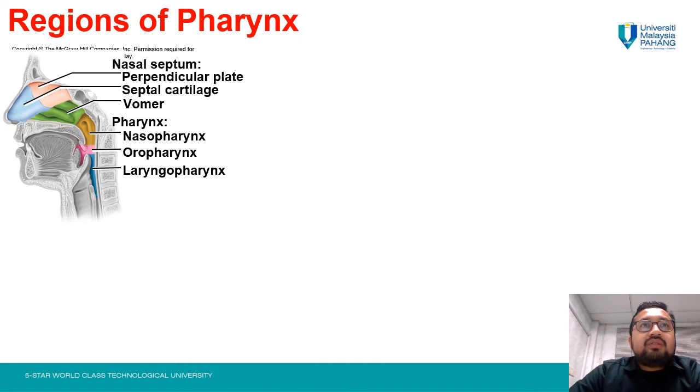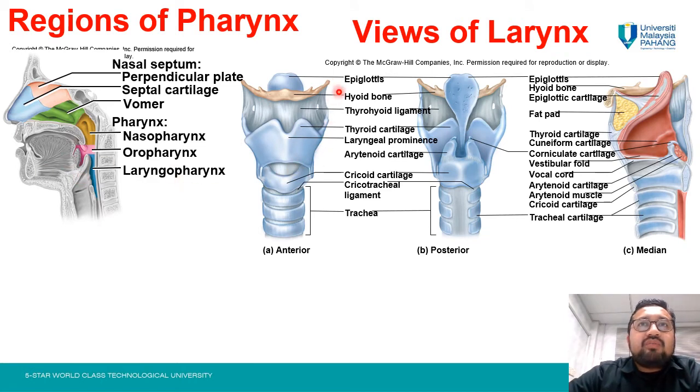Here again, this is the nasal septum we've already discussed before. In the nasal septum, we've got a perpendicular plate and a septal cartilage. This we call the vomer. In the pharynx, we've got three regions: the nasopharynx, oropharynx, and laryngopharynx. This is the epiglottis, which I have mentioned before. Here we can see how it controls the passageways between the air and the food passageways.